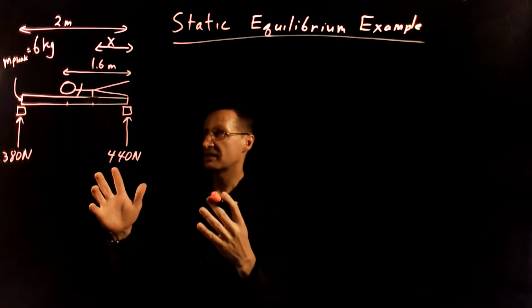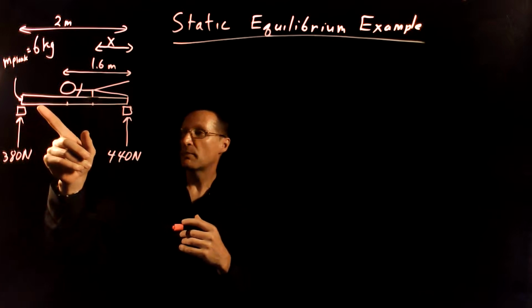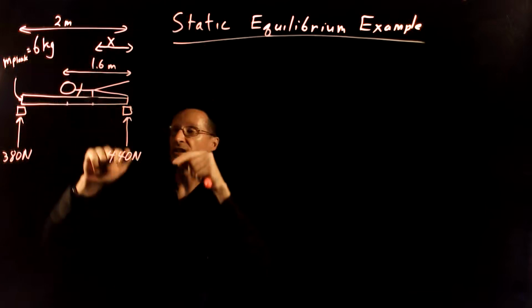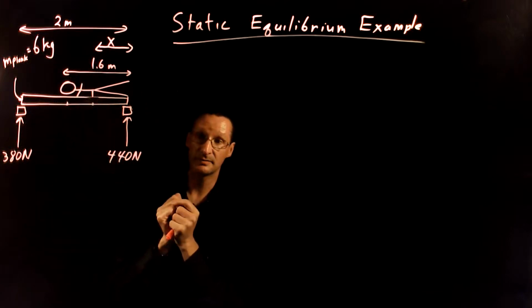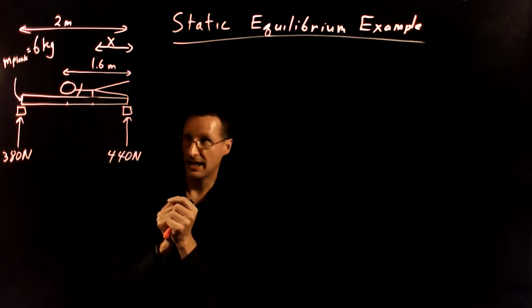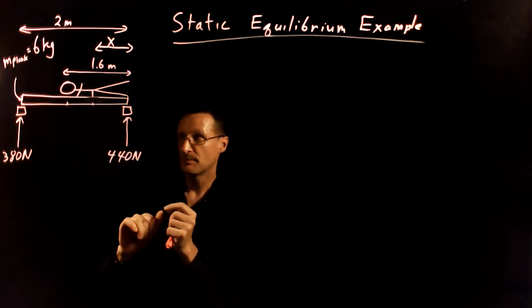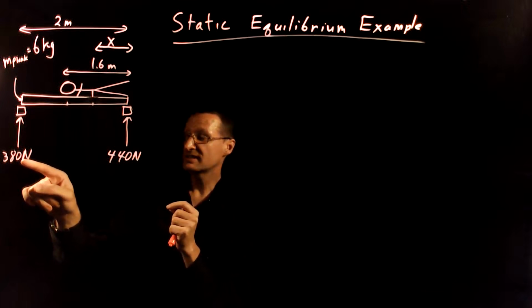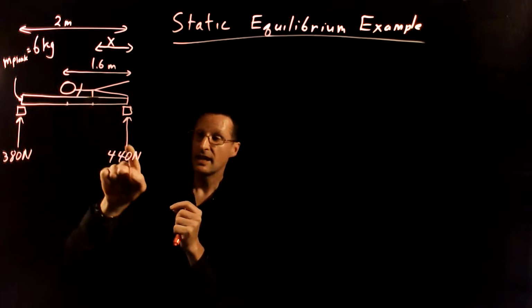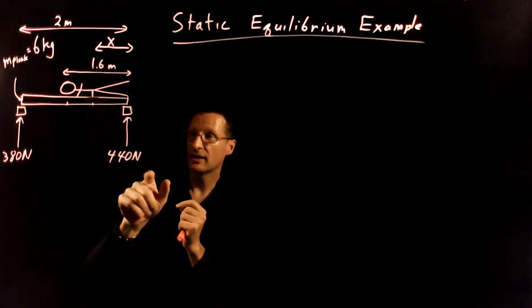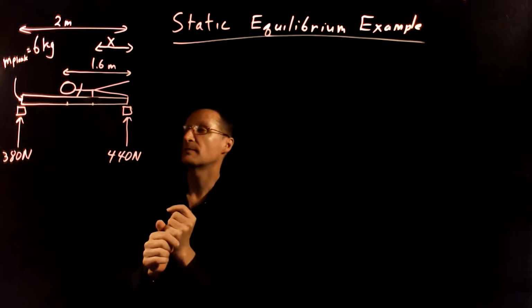Okay, so let's talk about the example. We have a person that's laying on a plank. The plank is a length of 2 meters. The person has a height of 1.6 meters. The person's feet are flush with the bottom of the plank, so there's a little headspace up here. The plank is supported by 2 scales. One scale reads 380 newtons, and the other scale reads 440 newtons. So this scale supports more weight than the other one.